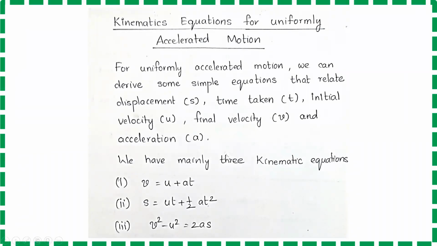Those are v = u + at, s = ut + ½at², and v² − u² = 2as. So these are the main equations which we are using. Now we will derive them using the graphical method. Let us start one by one.